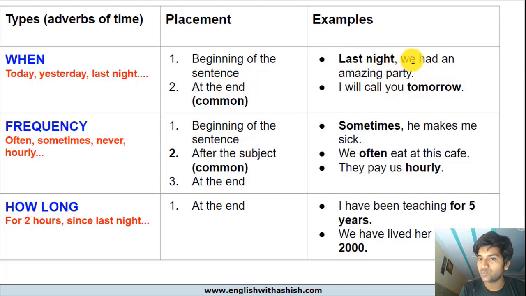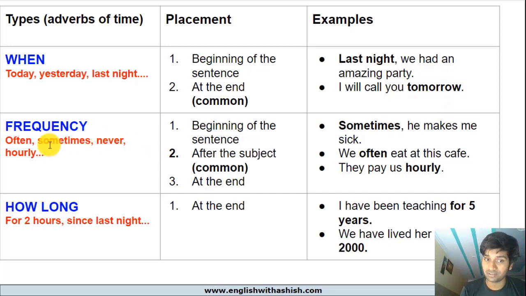Examples: last night we had an amazing party. We had an amazing party last night. This is more common. I'll call you tomorrow. Tomorrow, comma, I'll call you. I'll call you tomorrow. This is more common, right? We had a lot of fun today. Okay, fun today. It generally comes at the end of a sentence.